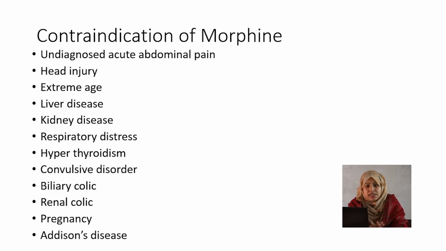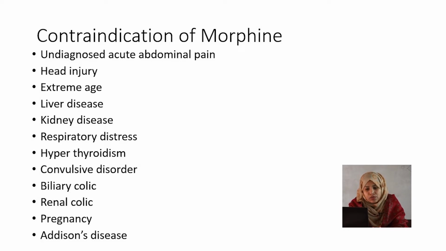In case of liver disease and kidney disease, we know that morphine is metabolized in the liver and excreted through the kidney. So if the liver and kidney are diseased, morphine will not be metabolized or excreted from the body perfectly. Respiratory distress: in case of poor respiratory function, morphine can't be used, because it causes bronchoconstriction, and the acute asthmatic patient or any COPD patient will suffer from this morphine. Convulsive disorder: morphine causes truncal rigidity.